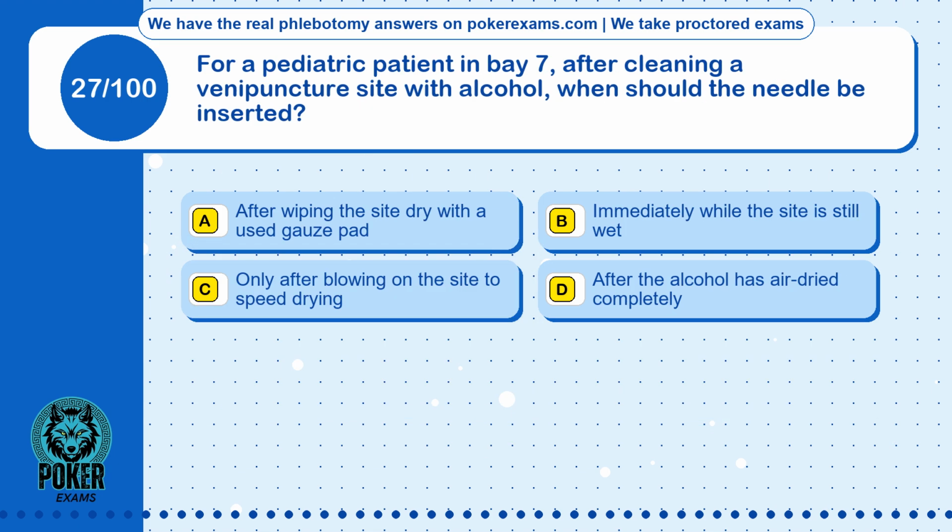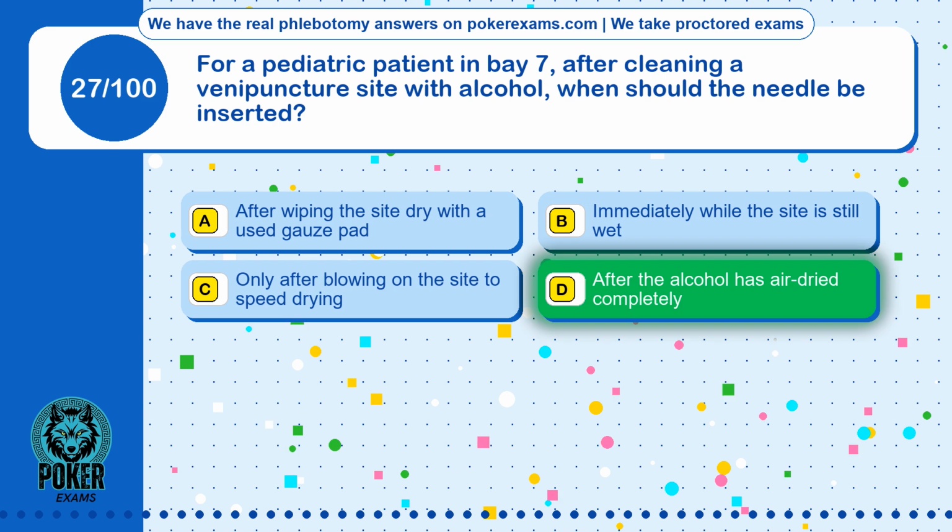Question 27. For a pediatric patient in Bay 7, after cleaning a venipuncture site with alcohol, when should the needle be inserted? Option A: after wiping the site dry with a used gauze pad. Option B: immediately while the site is still wet. Option C: only after blowing on the site to speed drying. Option D: after the alcohol has air dried completely.